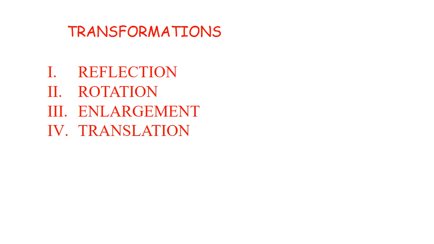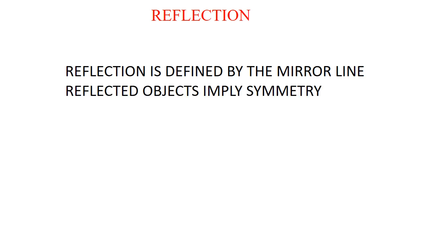So to begin with, let's begin with the first one, reflection. Now, a few things to know about reflection. Reflection is defined by a mirror line. That means for reflection to be done, there has to be a mirror line to perform reflection. Another concept that is important for us to understand is that whenever we have reflected an object, the object and image collectively imply some sort of symmetry, and we're going to see that in actual examples.